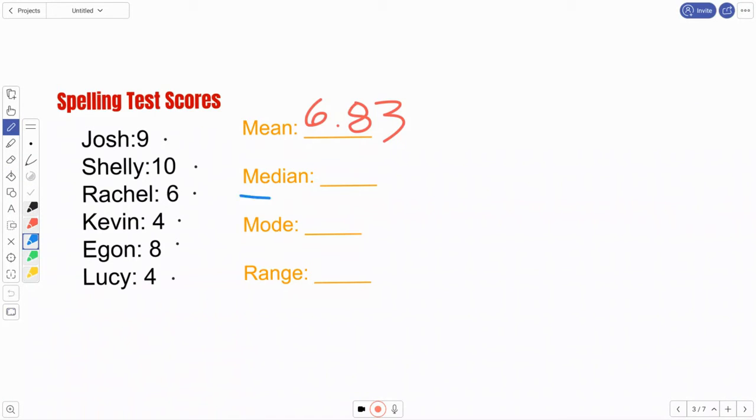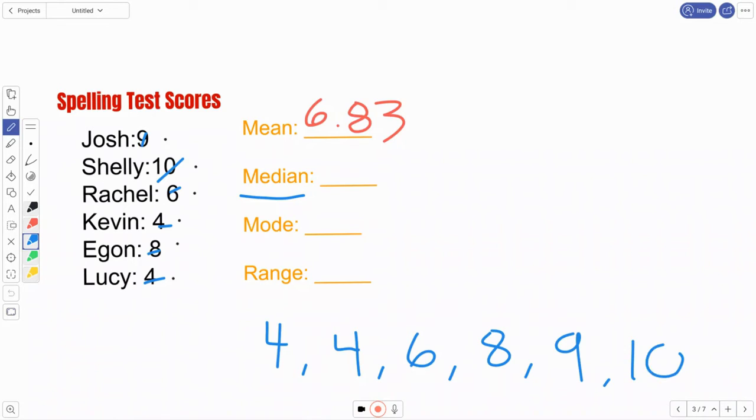Next, we have the median. And the median is what number is in the middle. And so for this one, we have to line these numbers up in order from smallest to biggest. All right, so I'm going to kind of cross them off as I go. We have a 4. We have another 4. We have a 6. We have an 8. We have a 9. And we have a 10. So I line those numbers up in order. Now, this is really helpful for both the median and the mode.